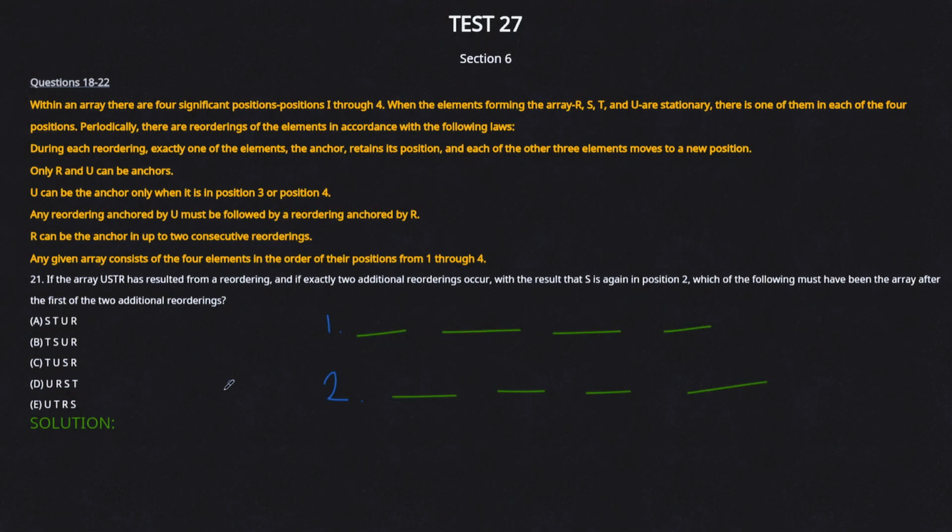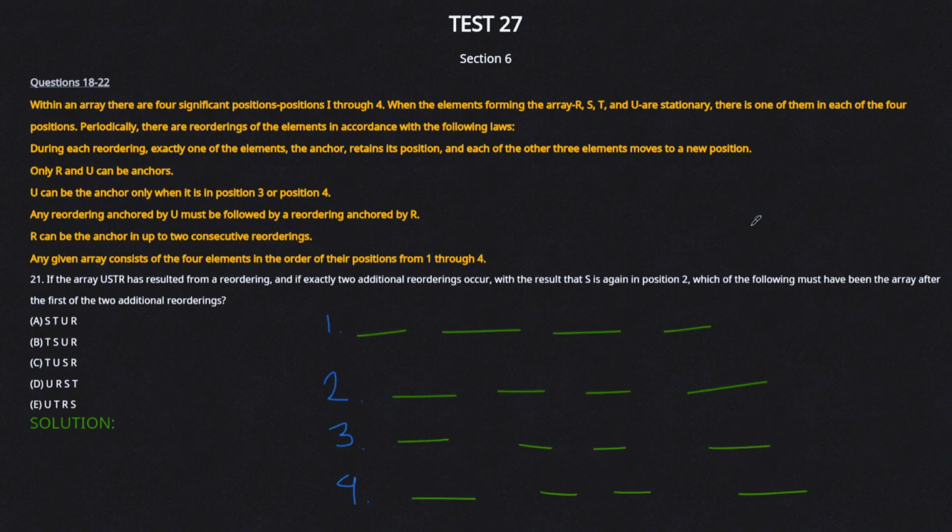Question number 21. If the array UFTR has resulted from a reordering, and if exactly 2 additional reorderings occur with the result that S is again in position 2, which of the following must have been the array after the first 2 additional reorderings? So we have in total 4 reorderings. So we will just write it out here. 1, 2, 3, 4. 1, 2, 3, 4.